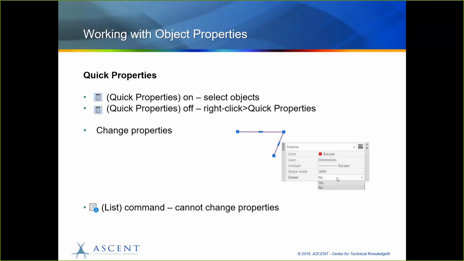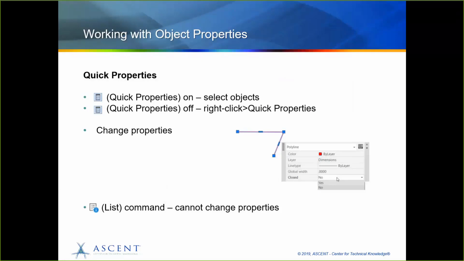In case this tool is toggled off, then when you select an object, the Quick Properties panel is not going to display. In that case, if you don't want to have it on all the time for all the properties, for one of the objects, if you want to see the properties of that, you can right-click on that and select Quick Properties from the shortcut menu. And that will again display the Quick Properties panel.